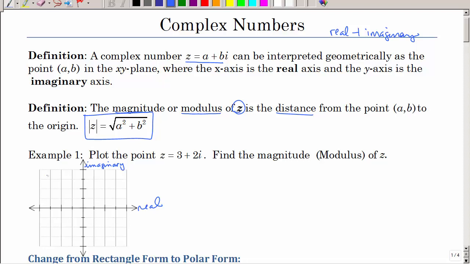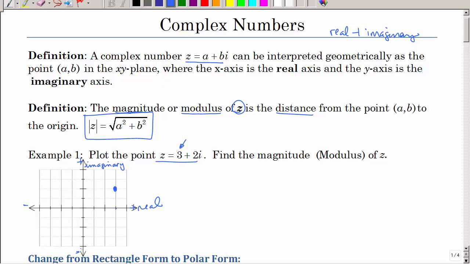So let's look at the first example. We want to plot the point in our complex plane, 3 plus 2i. So positive 3, out 3 on the real, up 2 on the imaginary. So it's just plotting points like you always have. It's just that this would be the positive part and the negative part of the real number, which is the a part, and then this would be plus and this would be minus of the imaginary part.